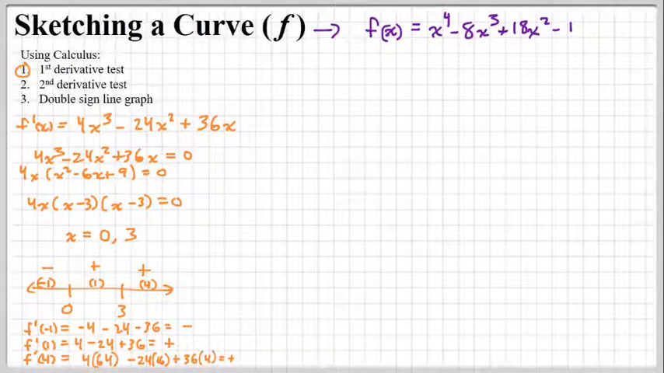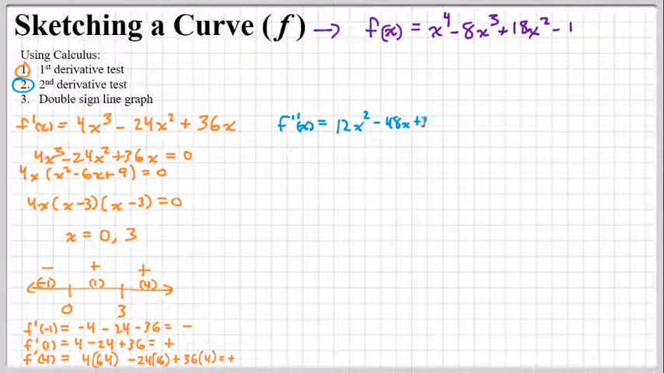The other thing we need to know is the curvature of the line, or the concavity. So we're going to do the second derivative test. To do the second derivative test, I need the second derivative. So I'm going to take the derivative of f prime. We're going to get 12x to the second power minus 48x plus 36.